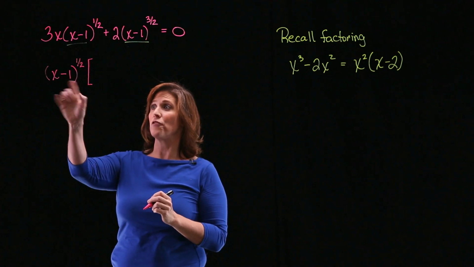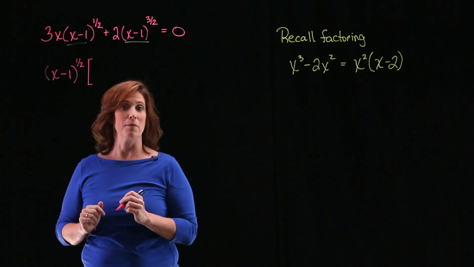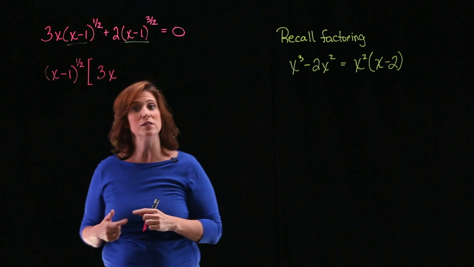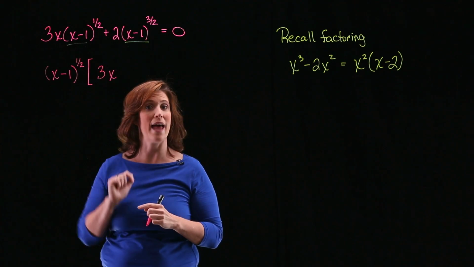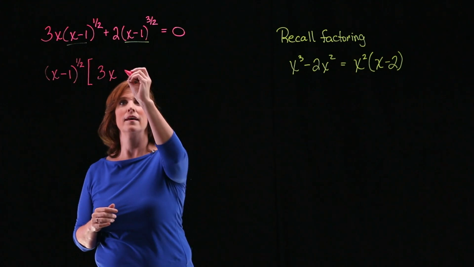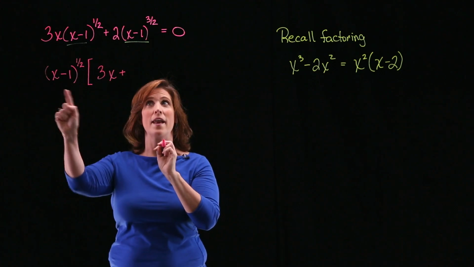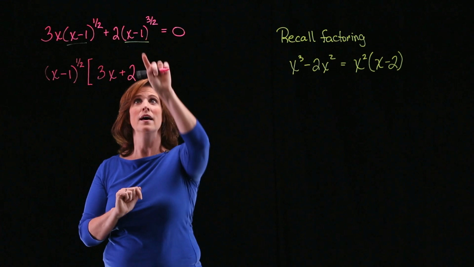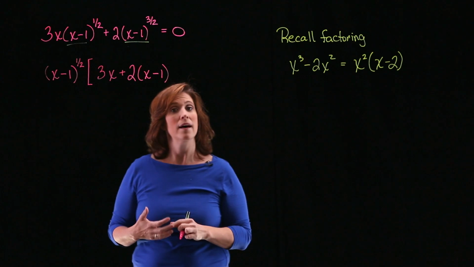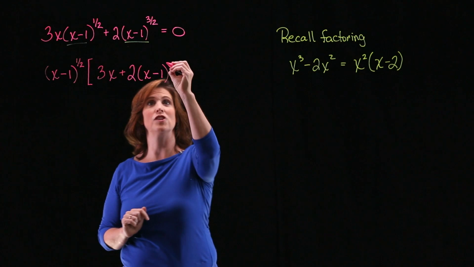So what's left after I remove the quantity x minus 1 to the 1/2? Well, looking at my first term, the only thing left is the 3x. Again, if you want to think of subtracting exponents, 1/2 minus 1/2 is 0, so you have x minus 1 to the 0 power, which is just 1. The second term is the trickier of the two. If I remove x minus 1 to the 1/2 power, I still have my 2, but what's remaining? x minus 1 to what power? Again, I'm going to subtract exponents. So 3/2 minus 1/2 is just 1.